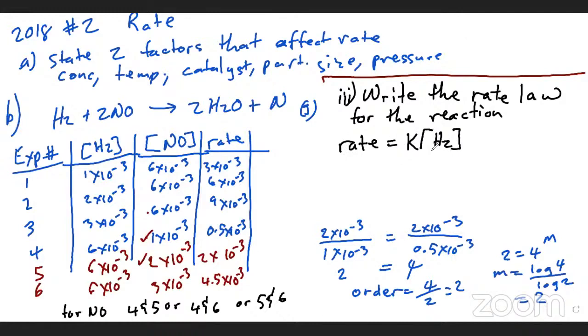Remember to put them in square brackets. So rate is equal to K times the concentration of hydrogen. It is first order, so because it's first order, you don't need to put the one there. All right. So rate is equal to K times hydrogen, NO squared. So remember you put the order of the reaction at the top. Because it's first order, you do not need to put the one up there. So that's the rate law, the same as the rate equation.